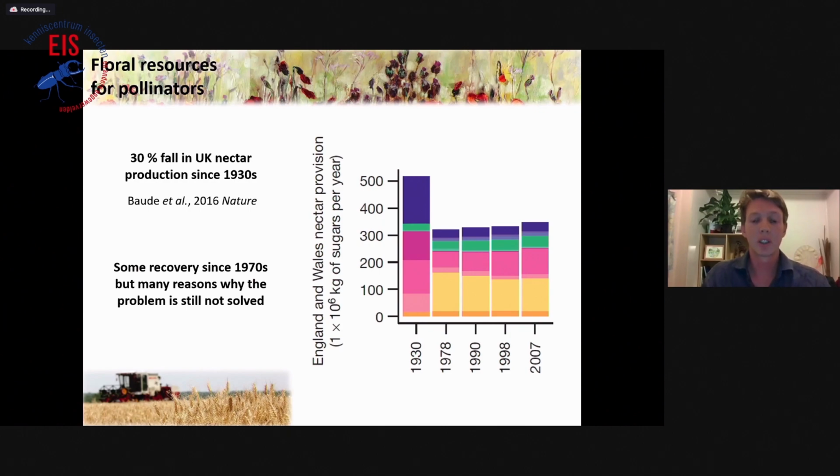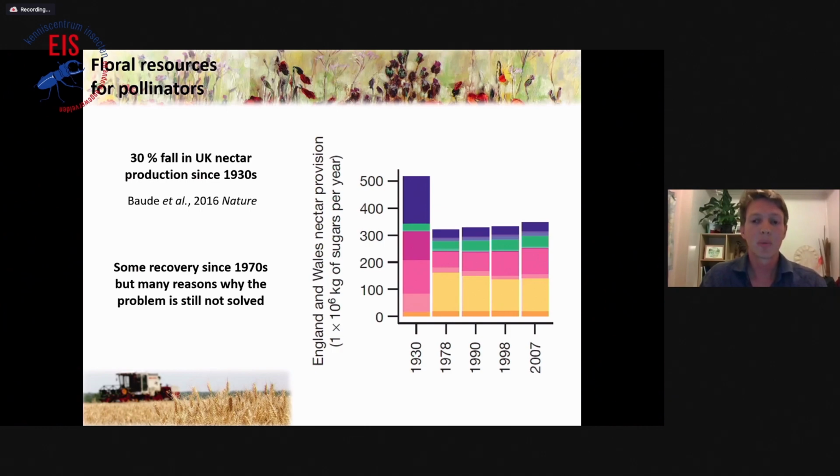And so, of course, there's been a lot of concern about this, and there have been various efforts to reverse some of these declines, most notably the agri-environment schemes, which incentivize farmers to plant up areas of wildflowers, things like flowering margins, and restore flowering semi-natural habitats, such as hedgerows and hay meadows. These have been very successful in many ways. As you can see, overall nectar resources have increased over time.